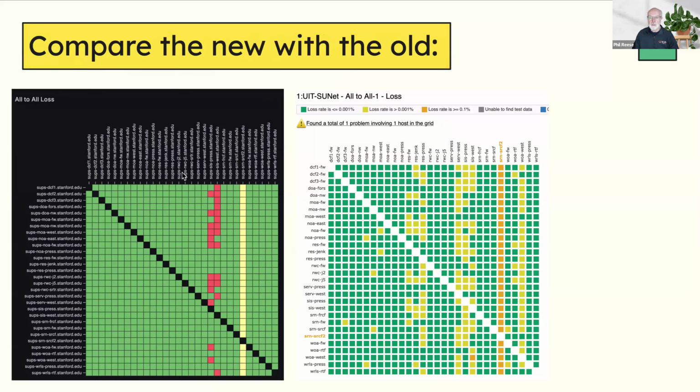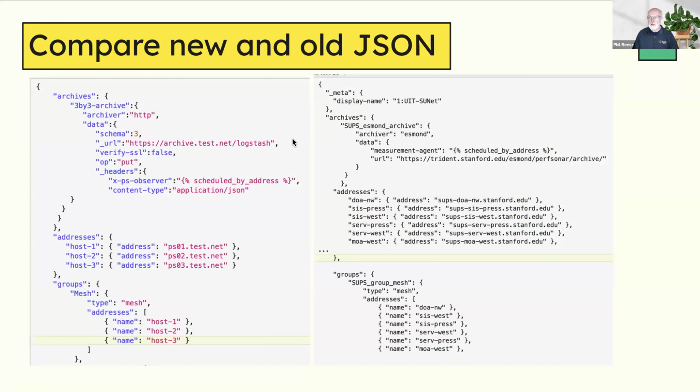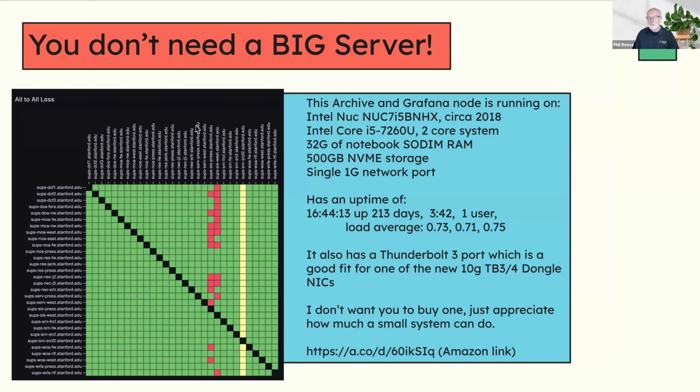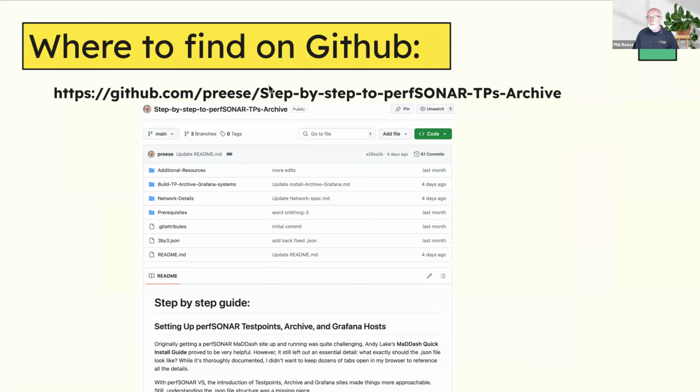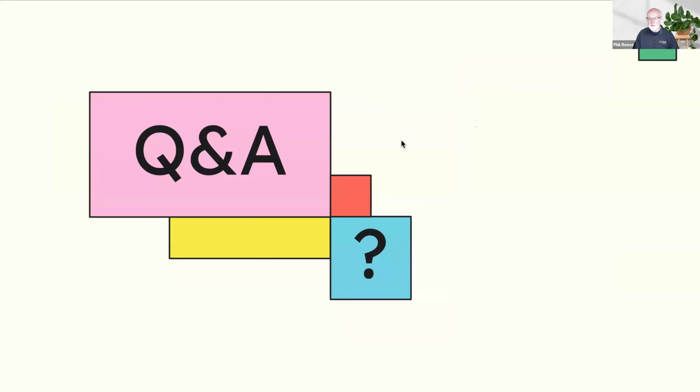We'll compare the current perfSONAR Grafana grid versus the former MaDDash grid and just show some comparisons. That'll be fun. Look at the difference in the JSON between the new and the old. We'll point out that the new Grafana server is just a little box, and it's fine to run it on a little box. And some random comments and questions. All the steps that I've put together in this one are available on GitHub, and you're welcome to go look at them and grab them and try it out for yourself. And then we'll go back to Q&A.